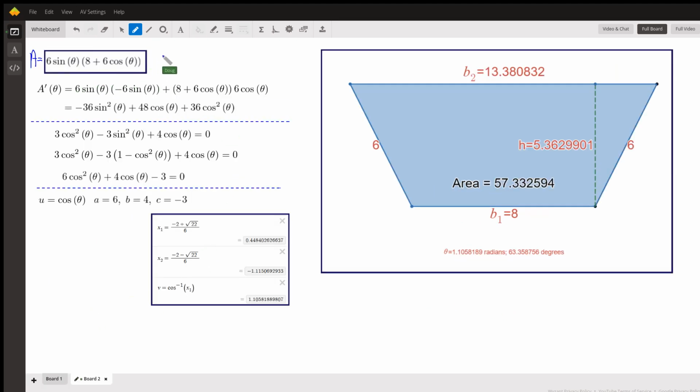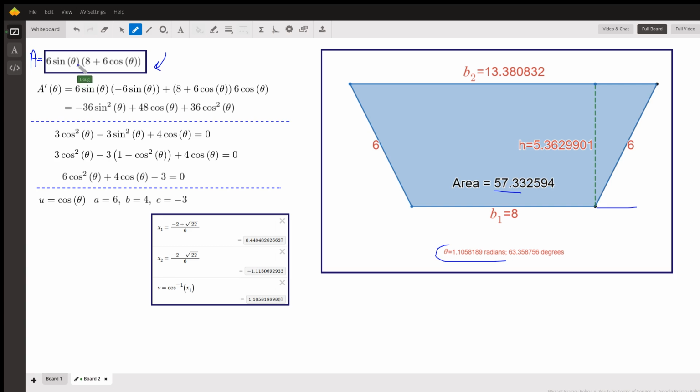So here's the A formula again. Here's a picture of the same trapezoid, but this time the picture has us at the maximum, 57.33, which is the maximum area of that trapezoid when theta is 1.11 radians or 63.4 degrees. Okay, so how do we do that?